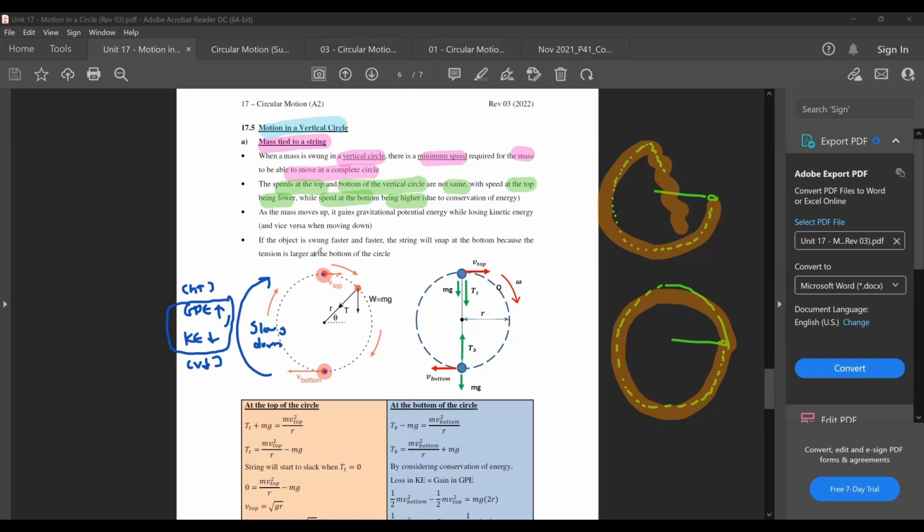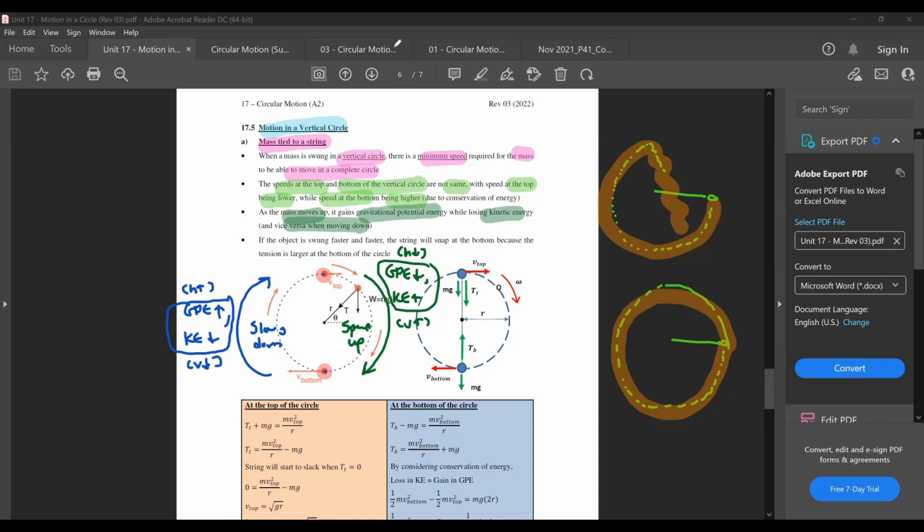Now, if you were to do the analysis the other way around, you actually come back to the same conclusion too. Where if I move from top to bottom, my GPE will actually drop, but my KE will actually increase. Okay, GPE drops because height is dropping. KE increase now would mean that my speed is increasing. So this one I will actually be speeding up. So same thing, velocity at the bottom must be larger than the velocity at the top. Okay, so I actually explained it here already. As mass moves up, it gains GPE while losing kinetic energy and vice versa when moving down.